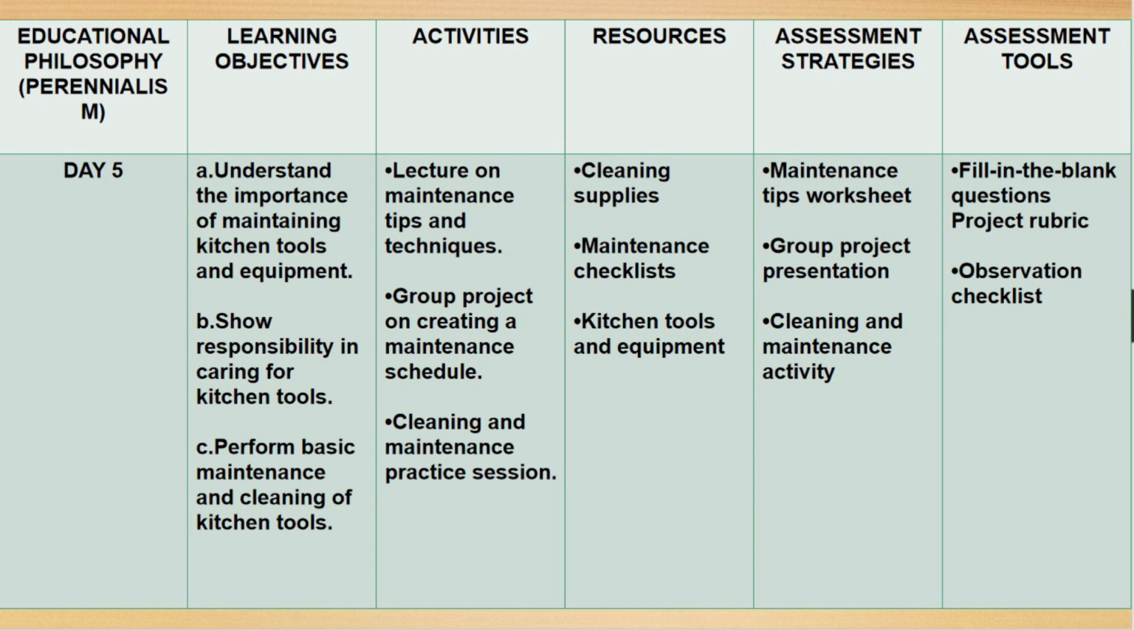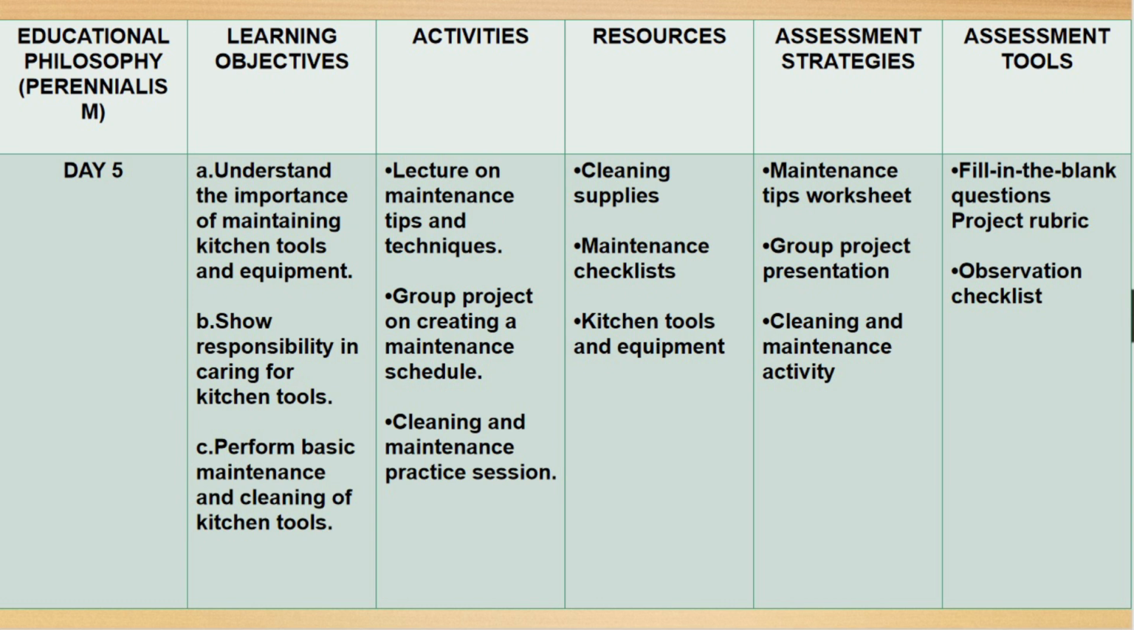So for our assessment tools, fill in the blank questions is a worksheet with incomplete sentences that students complete with the correct terms. And also this tool assesses students' knowledge of maintenance practices. And second is project rubric. A rubric used to evaluate the group project on creating a maintenance schedule. So this tool assesses students' sense of responsibility and understanding of the importance of maintenance. For example, criteria might include completeness of the schedule, practicality of maintenance tasks, and also team collaboration.